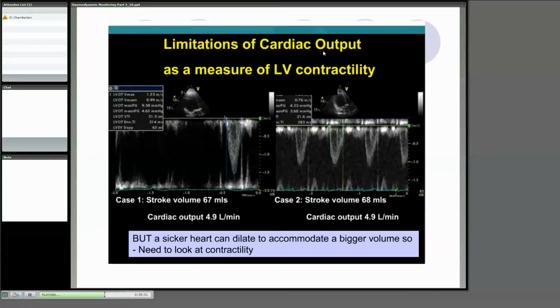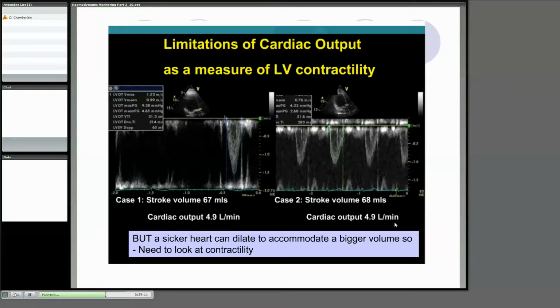Remember, we had contractility over here. So let's have a look here. Two different patients, two different echoes, and we did their stroke volume and cardiac output with an echo. This is case one. They have a stroke volume here of 67 mils. Their cardiac output was 4.9. Case two, this person here was someone who was in multi-organ failure, not very well. This is someone who'd had an overdose overnight and was woken up. Their stroke volume was 68 mils as well, and their cardiac output was 4.9.